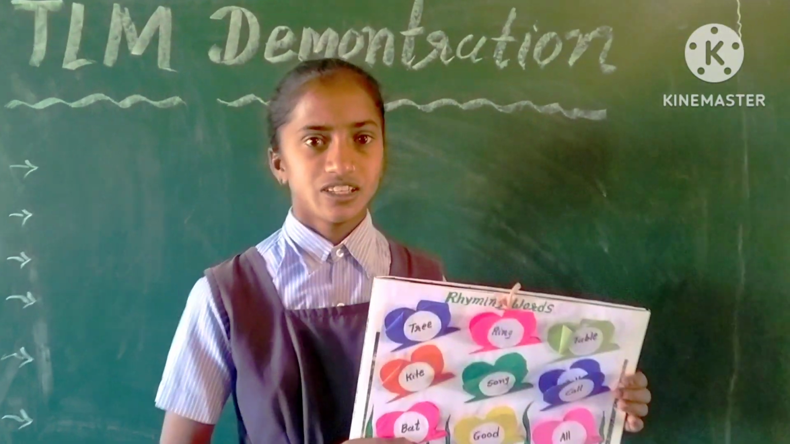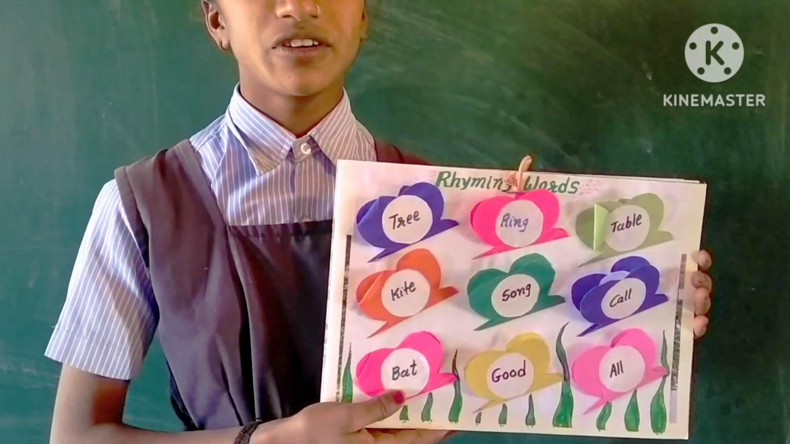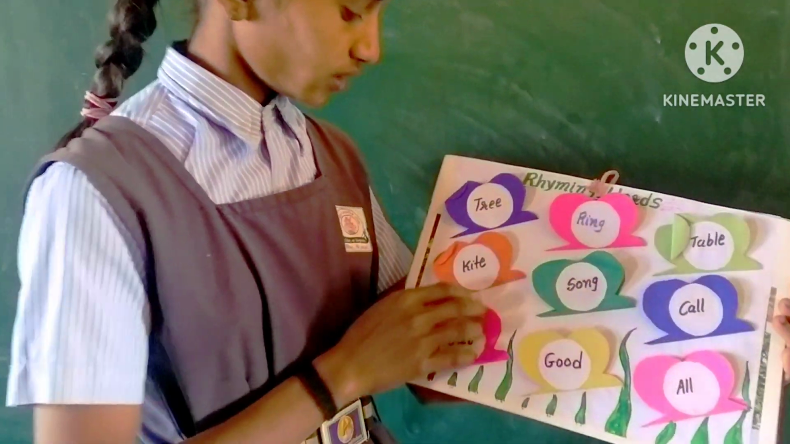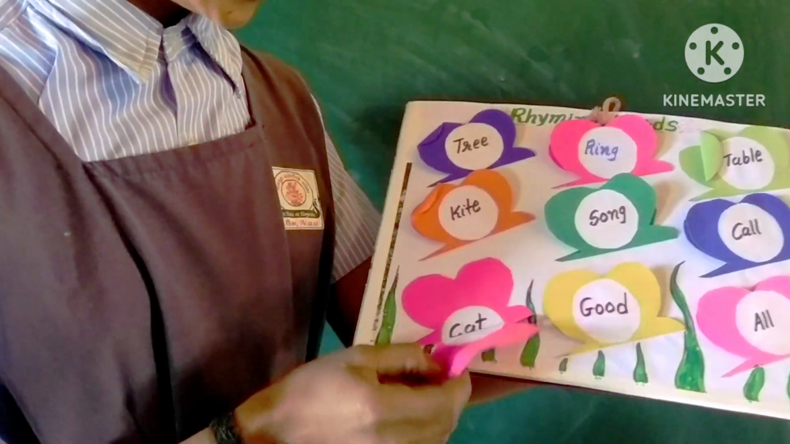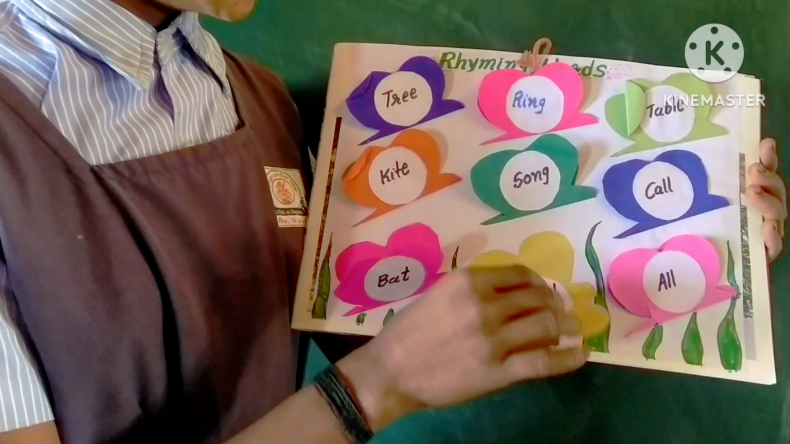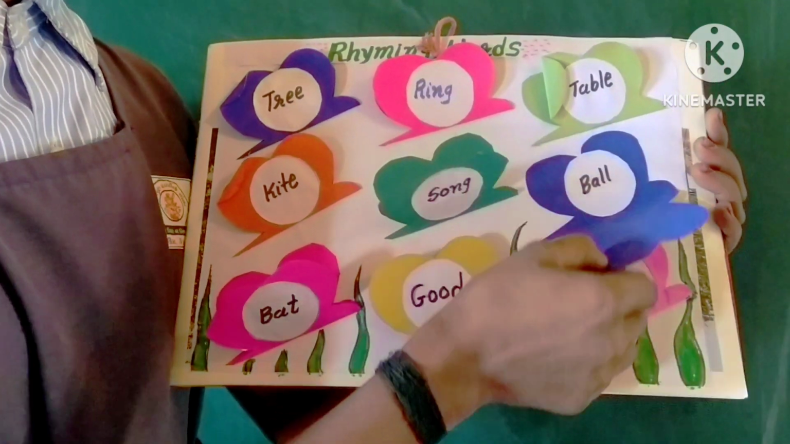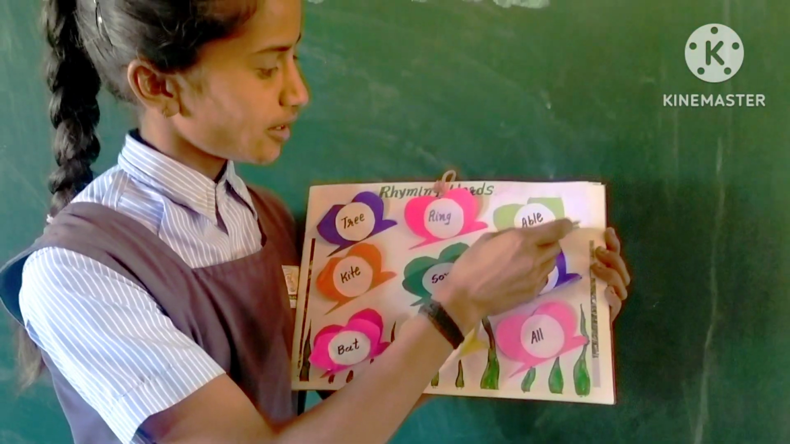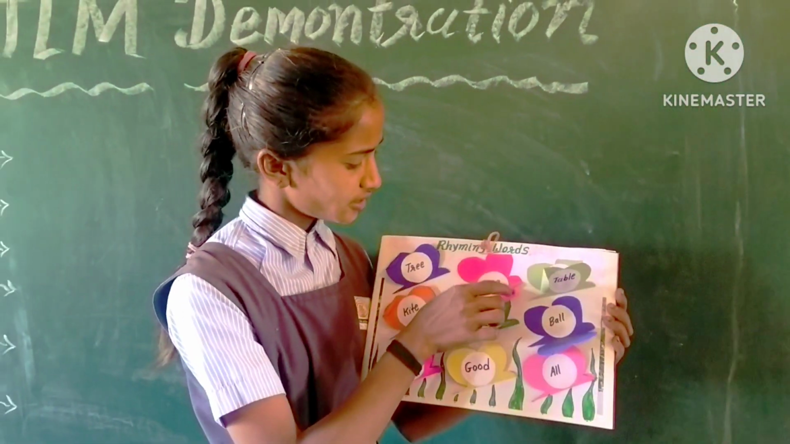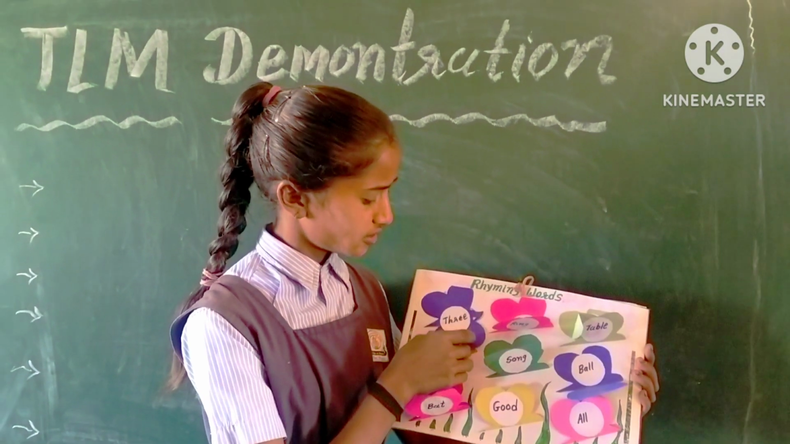Hello, I am Vijay. This is our rhyming words TLM. Bad, cat. Good, food. Song, long. Call, ball. Table, above. Ring, sing.